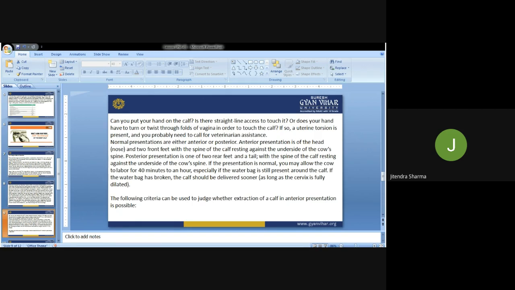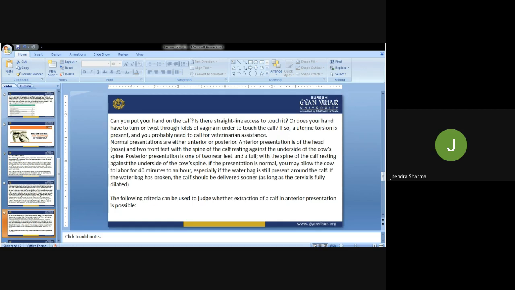Until and unless the position is different, manual interference is required. If the presentation is normal, you may allow the cow to labor for 40 minutes or 1 hour, especially if the water bag is still present around the calf. If the water bag has broken, the calf should be delivered sooner, as soon as the cervix is fully dilated.